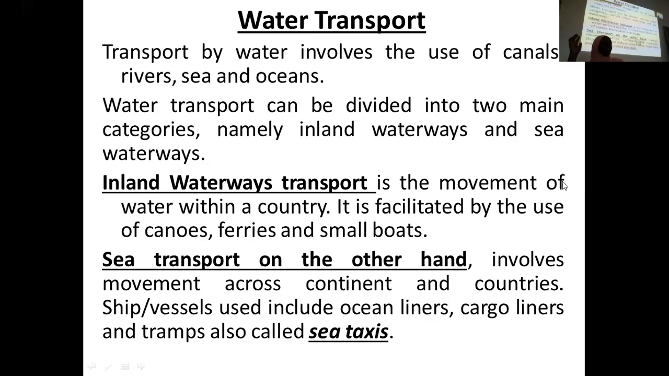As we know, part of the advantages of transportation is what? It helps in trading activity, it provides employment opportunity, it makes it easy to move goods from one place to another, from one country to another country.